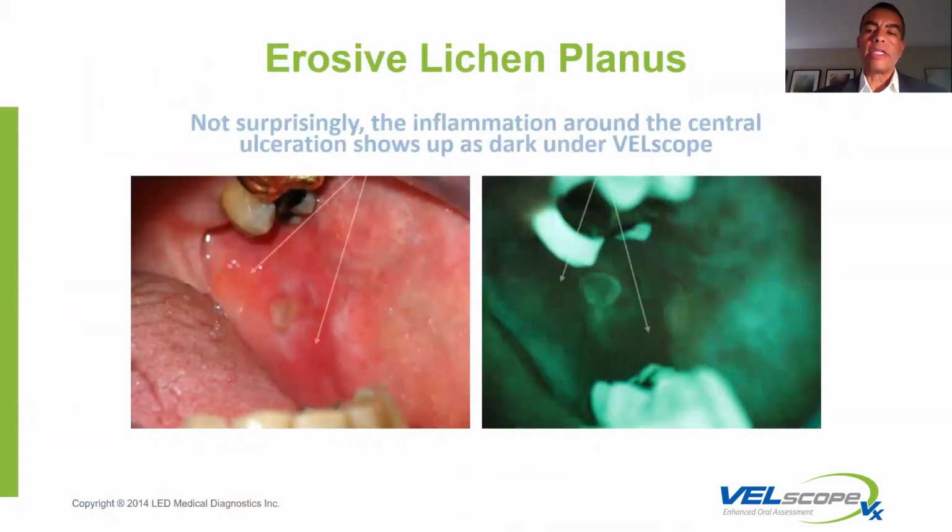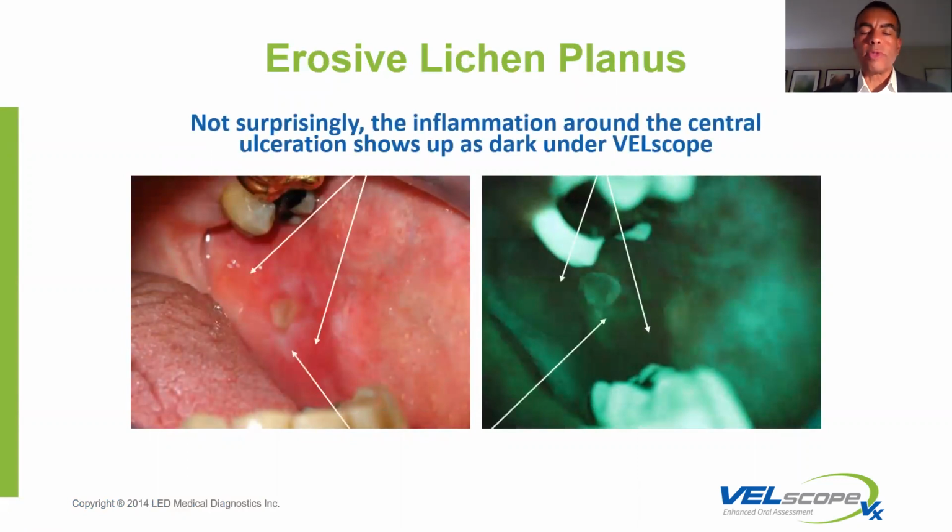So we have to have a diagnosis, and it's really critical. So on the left, we see a lesion. It doesn't look normal. And then on the right, under VELscope, we see dark, but when we rub across it, it turns green. So, hey, it turned green, it's inflamed, no big deal. No, let's make sure we get a diagnosis, because we're going to treat erosive lichen planus differently than we're going to treat candidiasis. So it's really critical to understand VELscope is part of your white light examination.